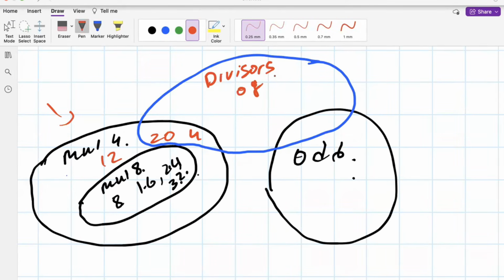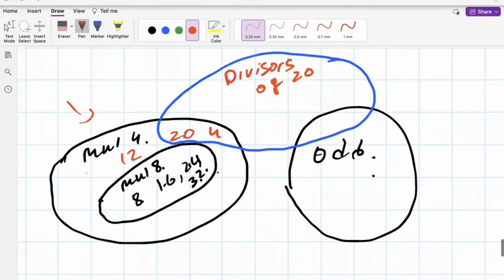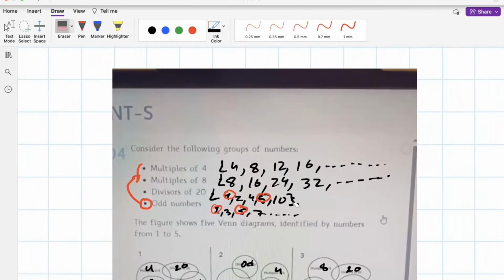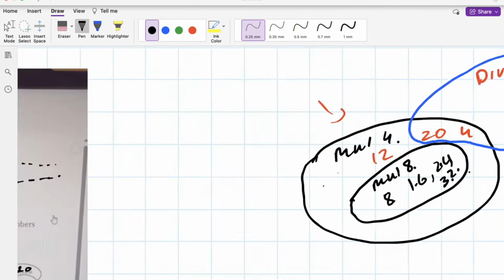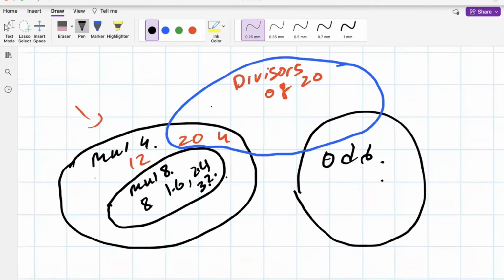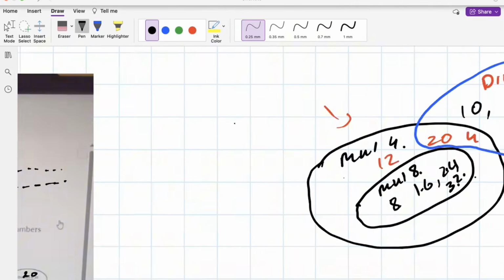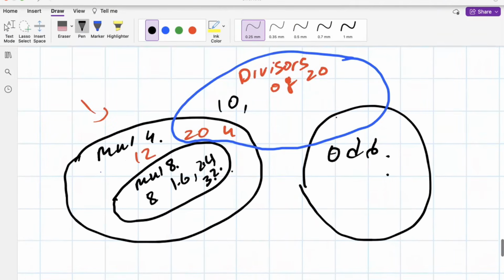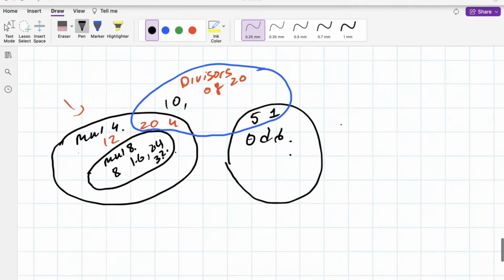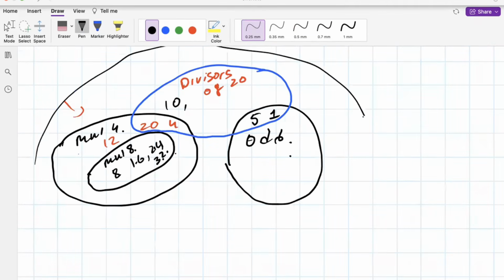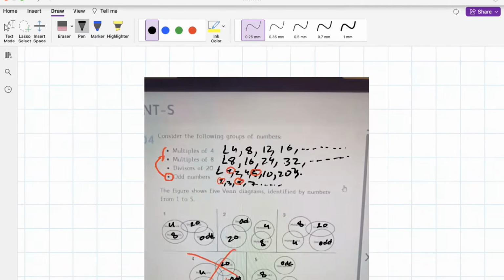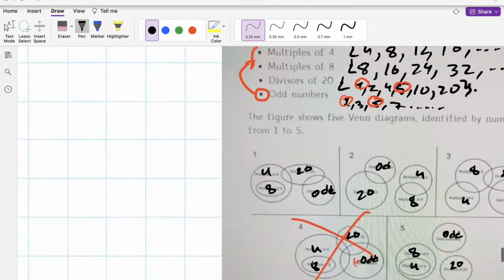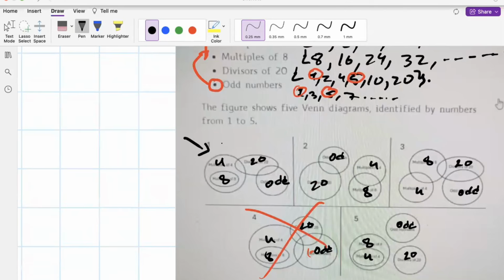Except 20 and 4, I think I just forgot to add 20 here. Except 20 and 4, there you have 10. You have 5, which is here. You have 1, which is here, and so on and so forth. And this is the answer. So it should look something like this. So let's see if we have this one. And this is the choice number 1. So this one is correct.